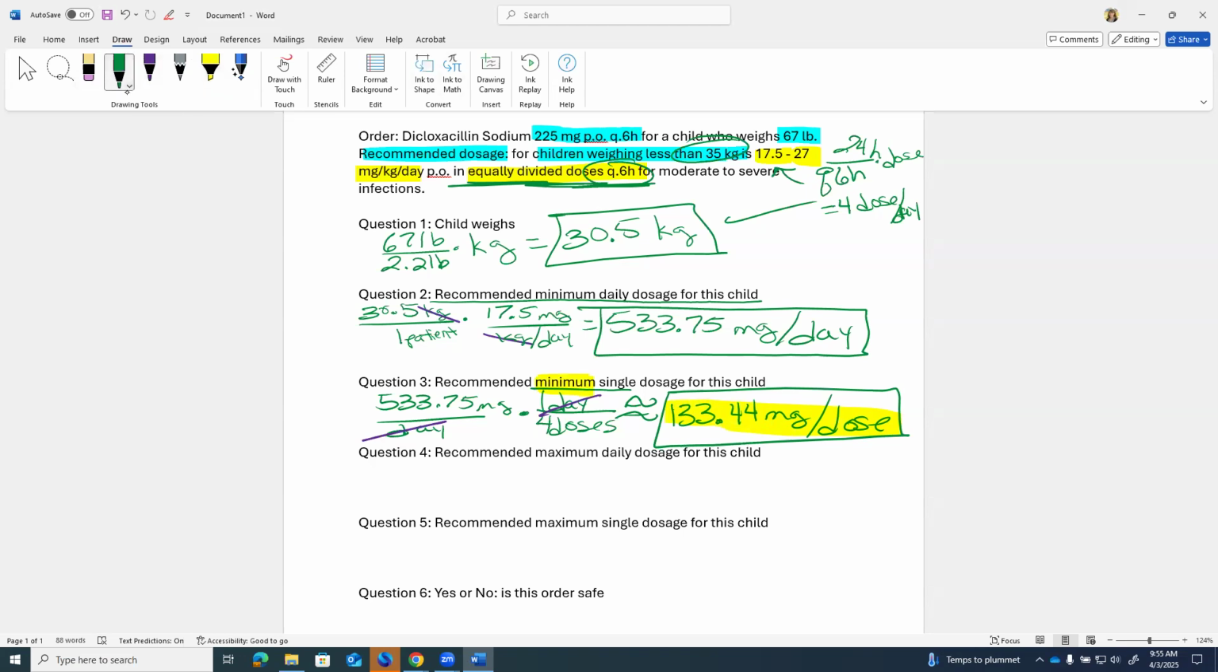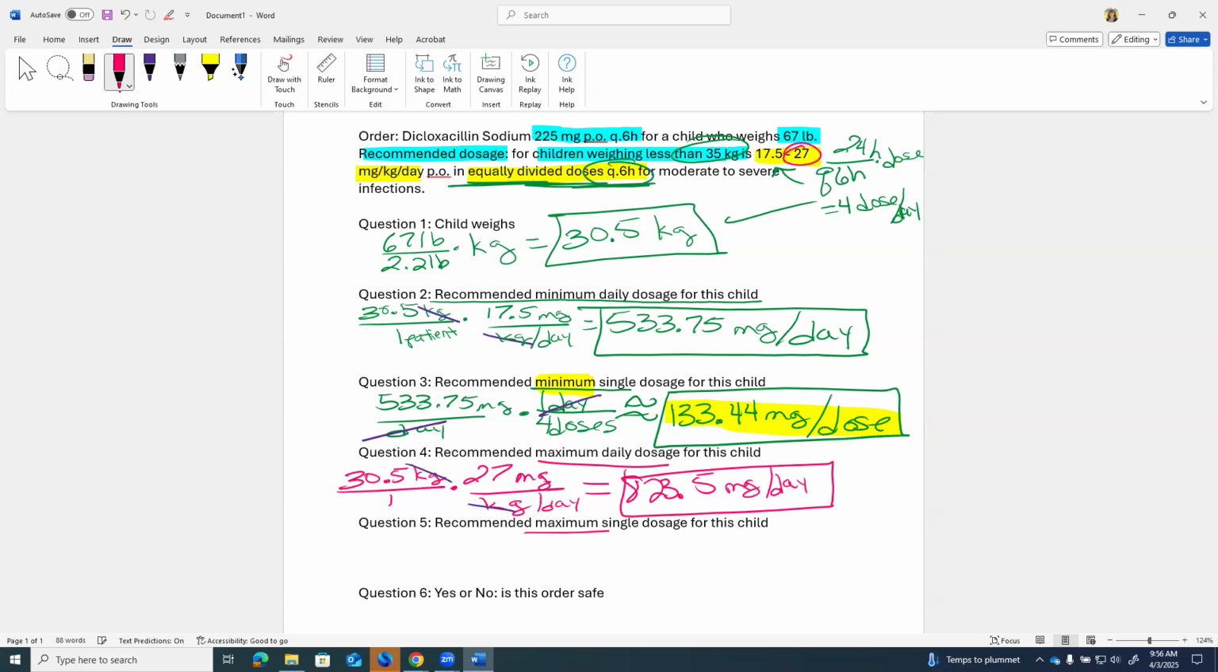Next, let's go to maximum. This is the maximum daily dose. So I'm going to take my patient of 30.5 kilograms and put it over 1 times the 27 milligrams per kilogram per day. I noticed that the kilograms reduced. I did what I was supposed to do as far as setting it up. And now 30.5 times 27 gives me 823.5 milligrams per day.